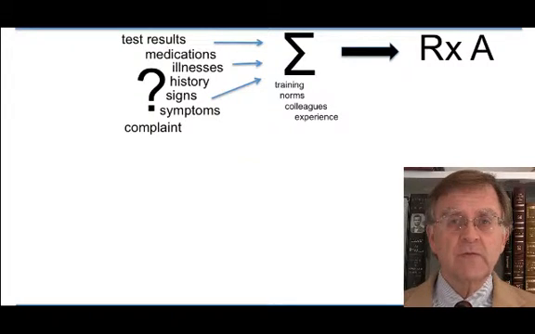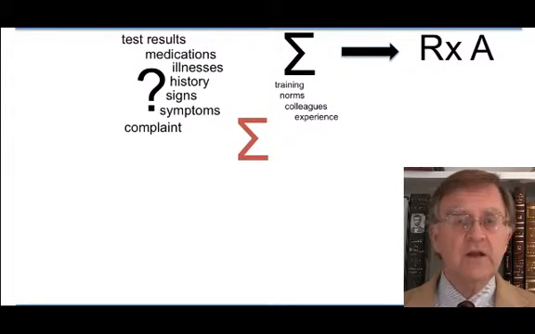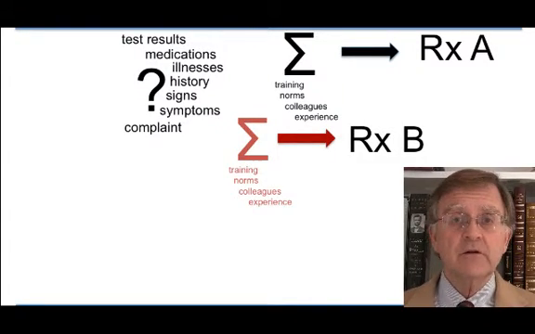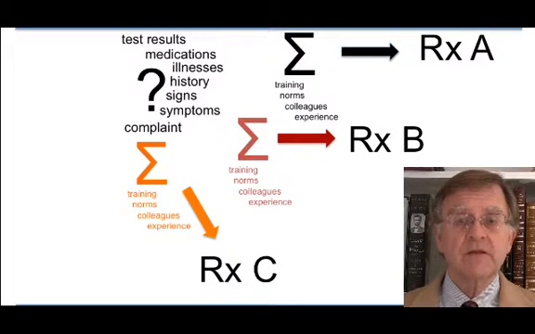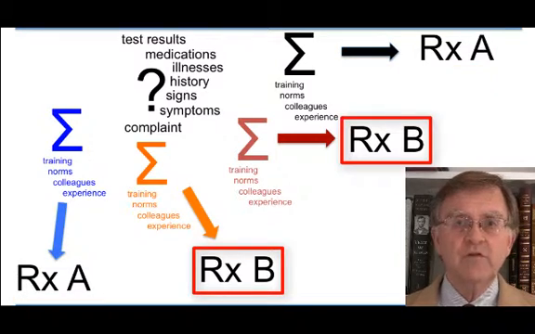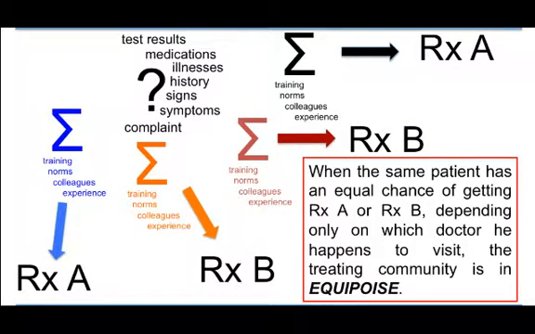Had the patient gone elsewhere, a different doctor might have brought different training and experience to bear to come to a different decision. Another doctor might have made yet another decision, and so on. Let's imagine, for simplicity, that all prescribers choose one of two treatments. If the same patient stands an equal chance of getting treatment A or treatment B, depending only on which doctor he happens to visit, the treating community is in equipoise. Our analysis screens population medical data for equipoise. We propose that where we find it, we have found the suitable place for doing comparative effectiveness research.